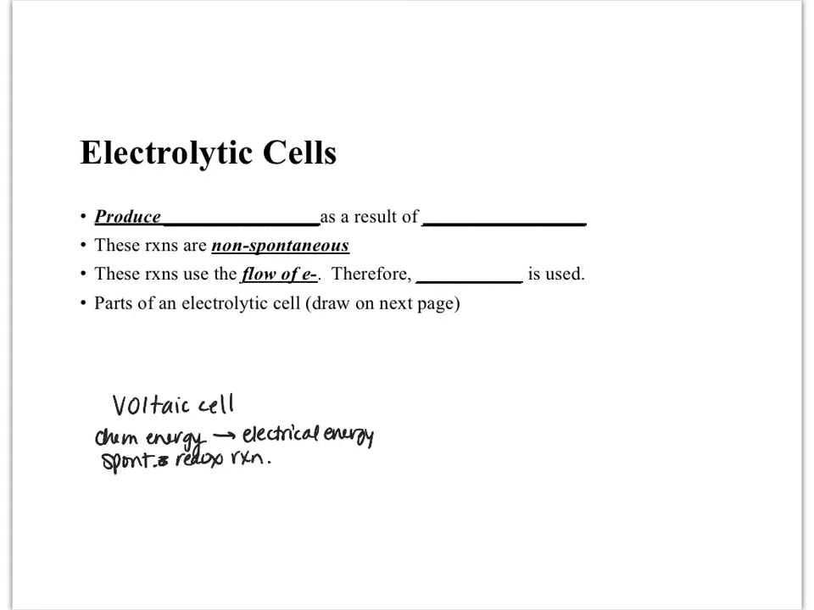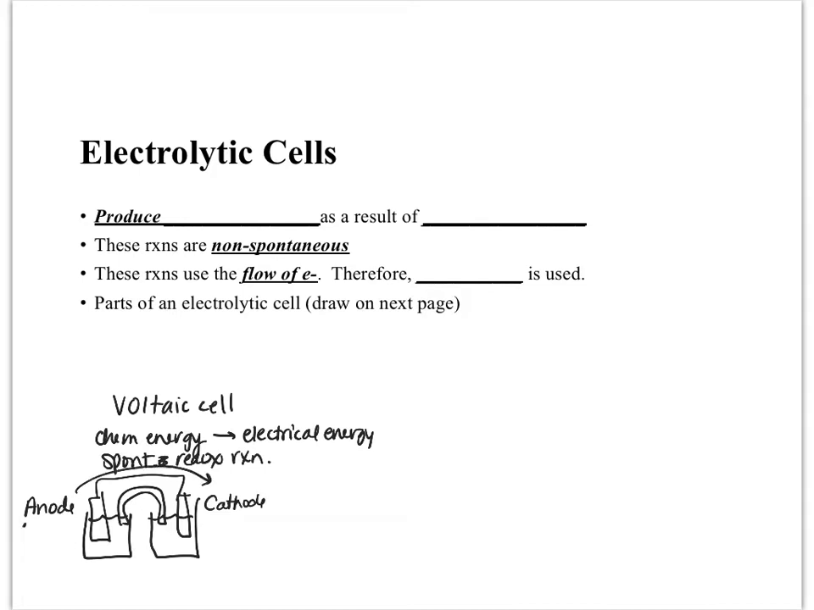Meaning once the wires are all hooked up and the electrodes are dipped into the solution and the salt bridge is in place, the electrons will flow spontaneously from the anode to the cathode. The anode is where oxidation occurs. That's where you have the electrons being lost. The cathode is where you have reduction occurring, and that's where the electrons are being gained.